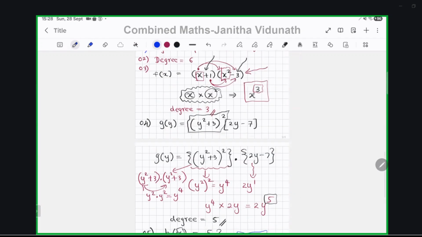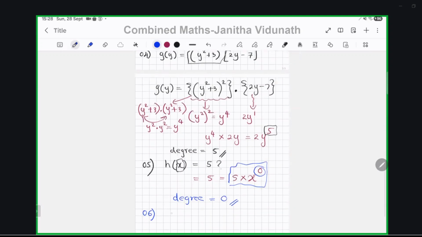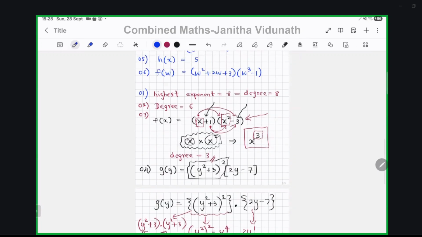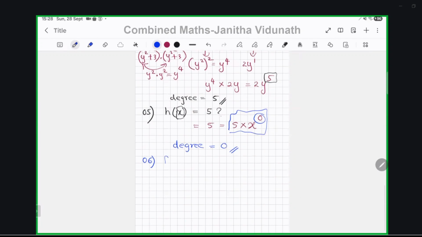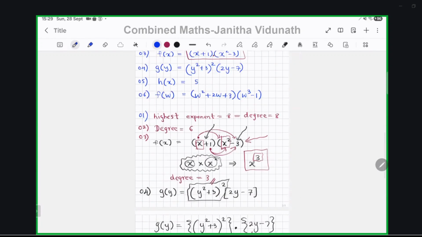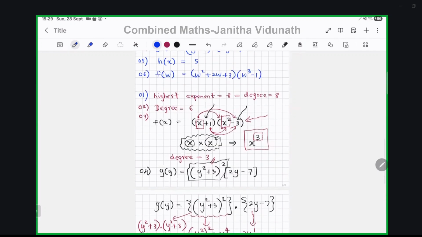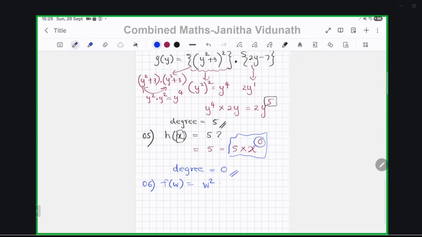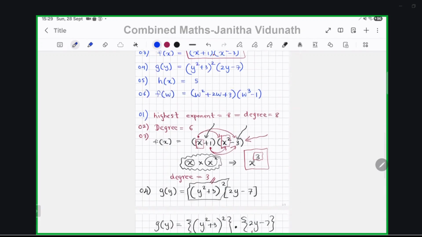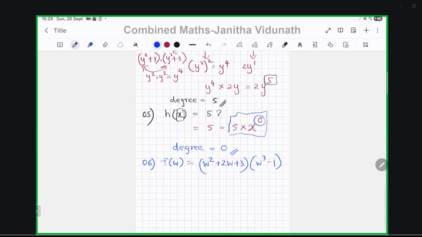Okay. The last question is: if w is equal to (w square plus 2w plus 3) times (w cube minus 1).